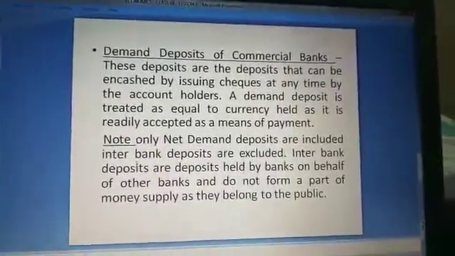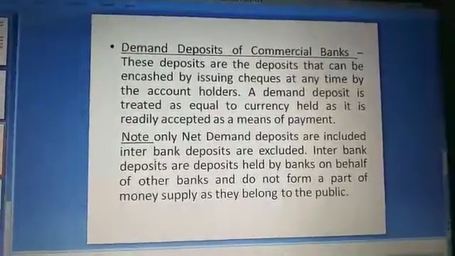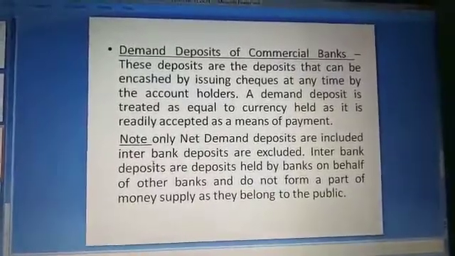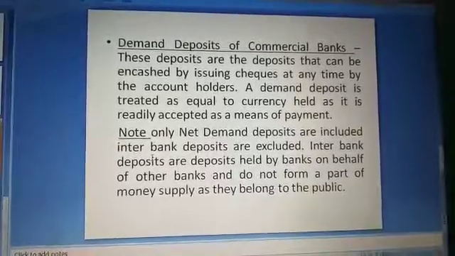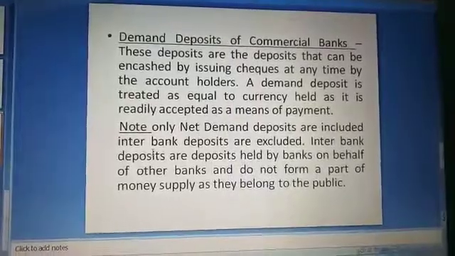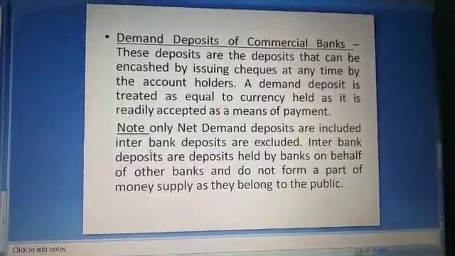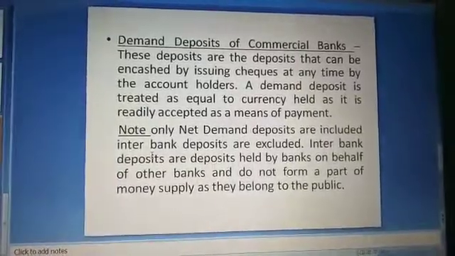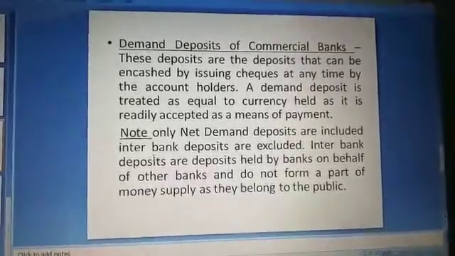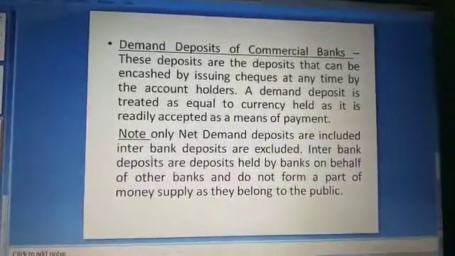The second is demand deposits of commercial banks. These deposits are the deposits that can be encashed by issuing checks at any time by the account holders. A demand deposit is treated as equal to currency held as it is readily accepted as a means of payment. Note: only net demand deposits are included. Interbank deposits are excluded. Interbank deposits are deposits held by banks on behalf of other banks and do not form a part of money supply as they do not belong to the public.